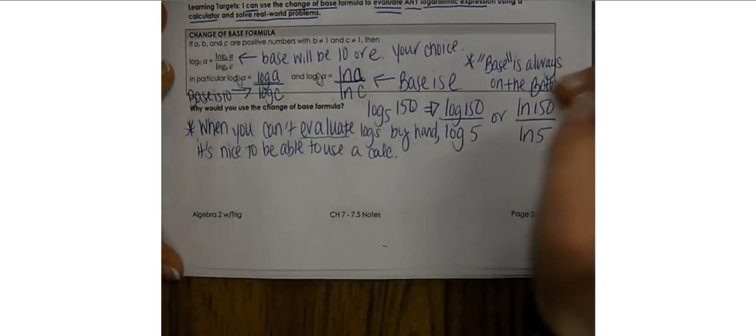An example of something that you can't calculate by hand would be, what is the actual answer of log base 5 of 32? We don't know what that is off the top of our heads. It's going to be some sort of funky decimal, so you'd have to put it into your calculator using the change of base formula. And that's another reason. We use the change of base formula so that you can actually evaluate logs using a calculator.